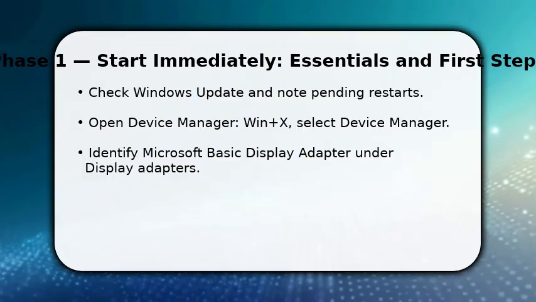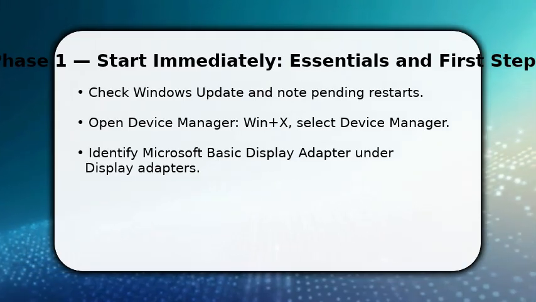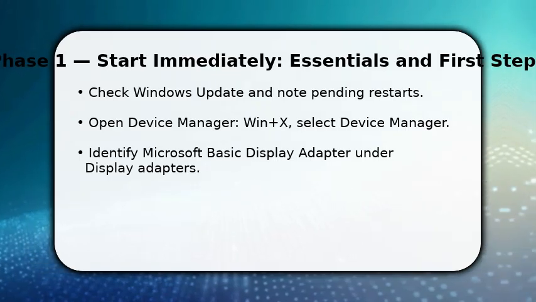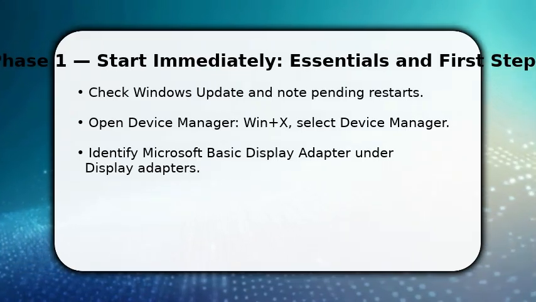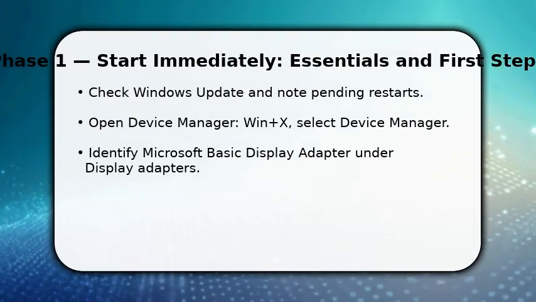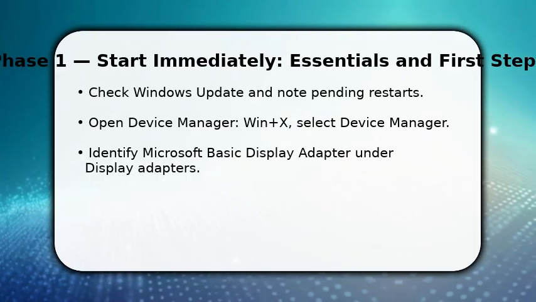You begin by checking Windows Update and saving work. This avoids lost progress. Once done, open Device Manager with Win+X and locate display adapters. You want to confirm the entry labeled Microsoft Basic Display Adapter so you know Windows is using a generic driver. Right-click the entry now to reveal options.